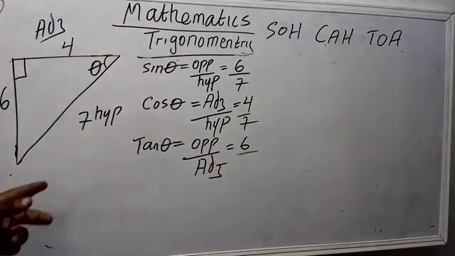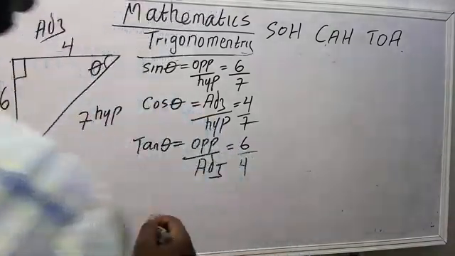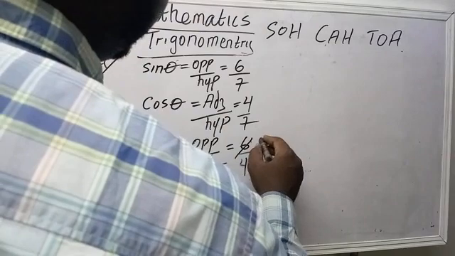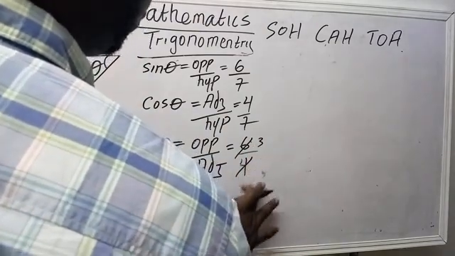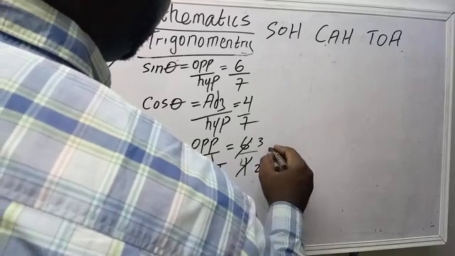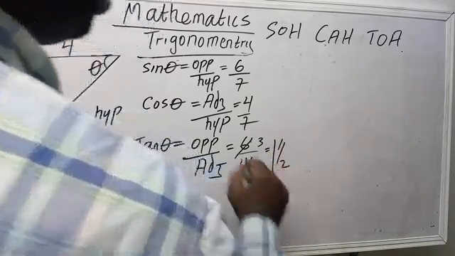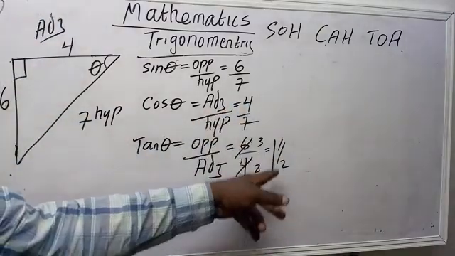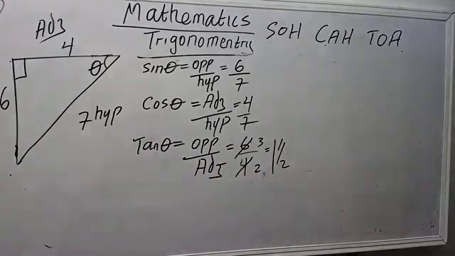Your adjacent is what? 4. 2 here 3, 2 here 2. You can leave the answer or write 1 and 1 over 2: 1 times 2 gives you 2, 2 plus 1 gives you 3.